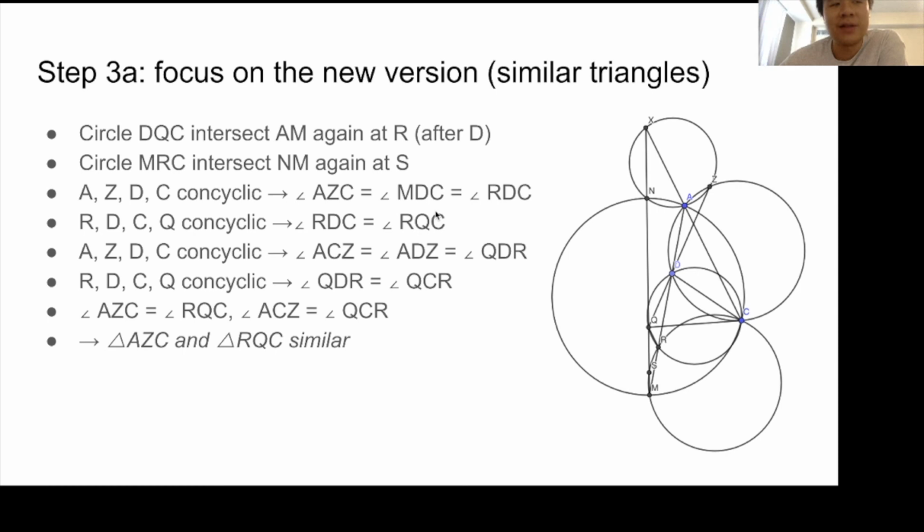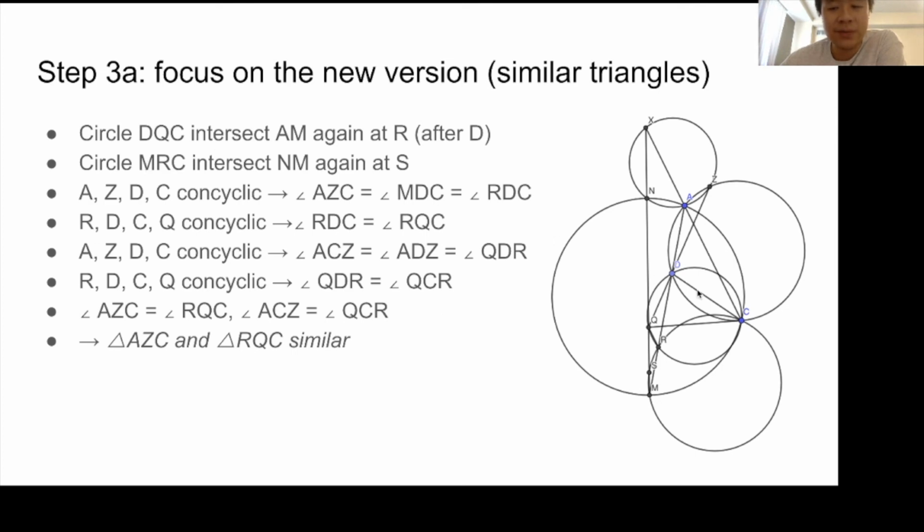Now that we have the similar triangle property, we need to make good use of it. Unfortunately, there isn't any similar triangle that could easily pop up from the diagram, so we might have to add a bit more points. So first thing, we have this triangle DQC, where Q is the intersection of MN and also the line DZ.